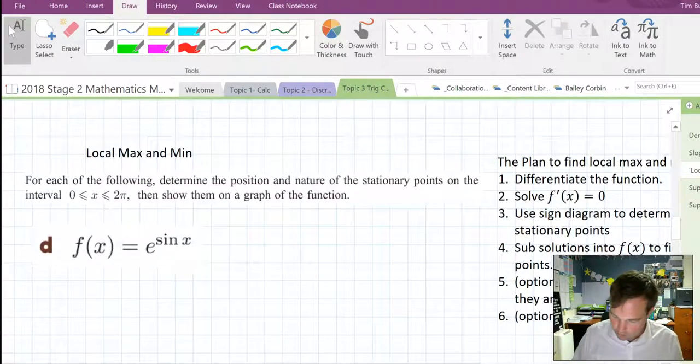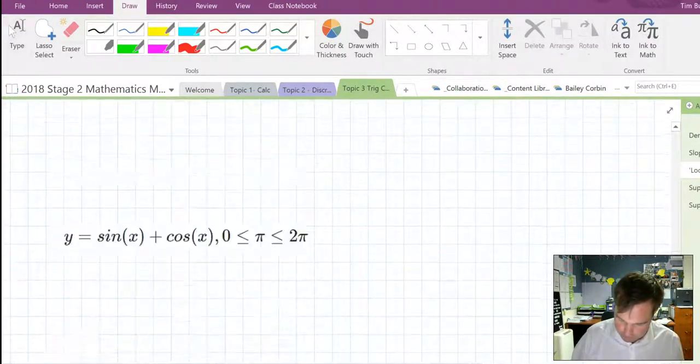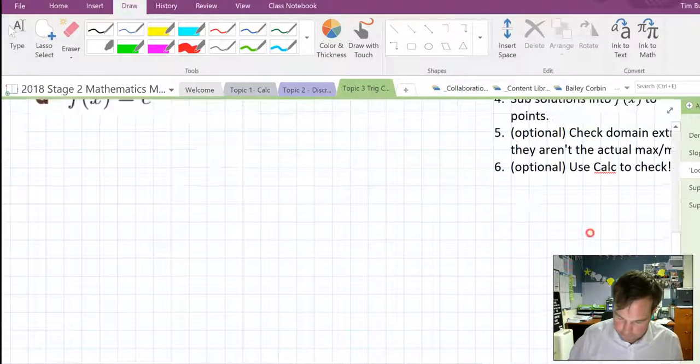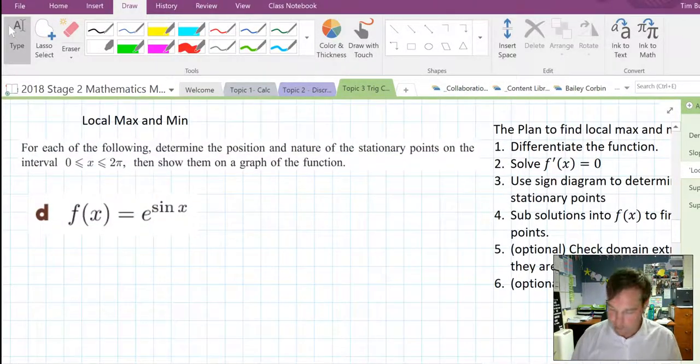Alright, local max and min. I think just one example here. I lied, 2 examples. Hang on. Alright, the plan is same as before.